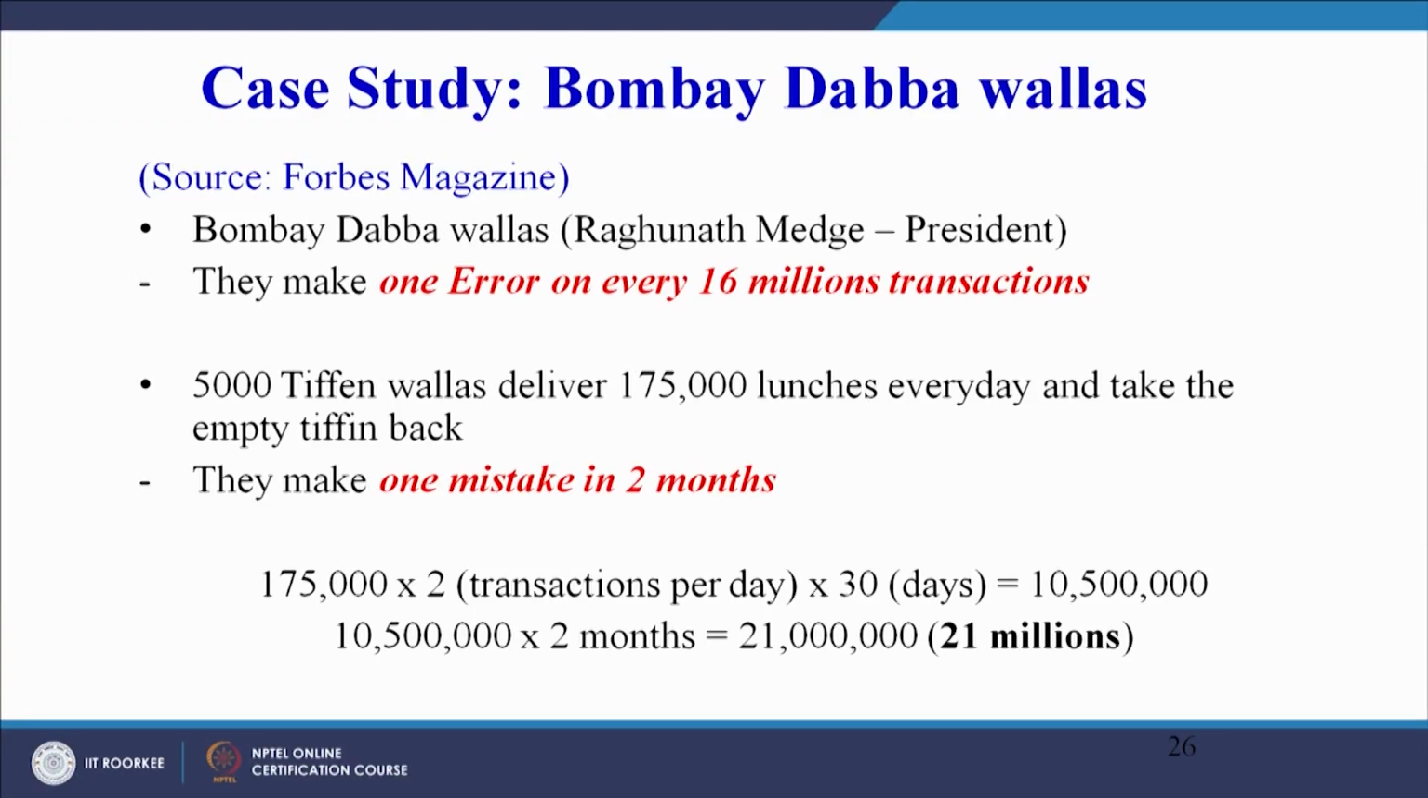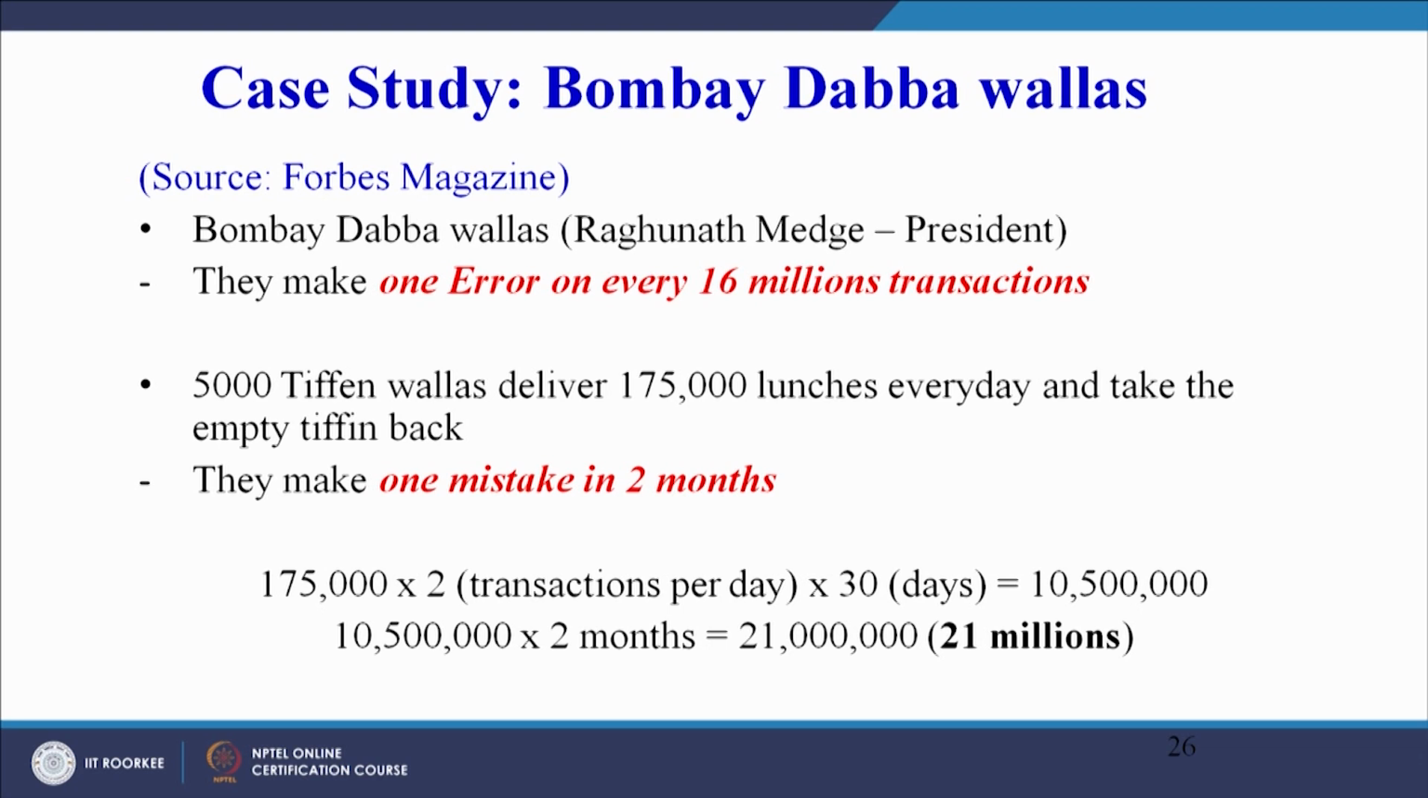So 5,000 tiffin wallas deliver 1,75,000 lunches every day and take the empty tiffin back. So they make one mistake in 2 months. So we can see, 1,75,000 lunches every day into 2 transactions. They have to first deliver at the right address and then collect the used tiffin back from the right address. So 2 transactions for every delivery. So 1,75,000 lunches into 2 into 30 days is equal to, we can see, 10 lakh, approximately, it is more than 10 lakhs.